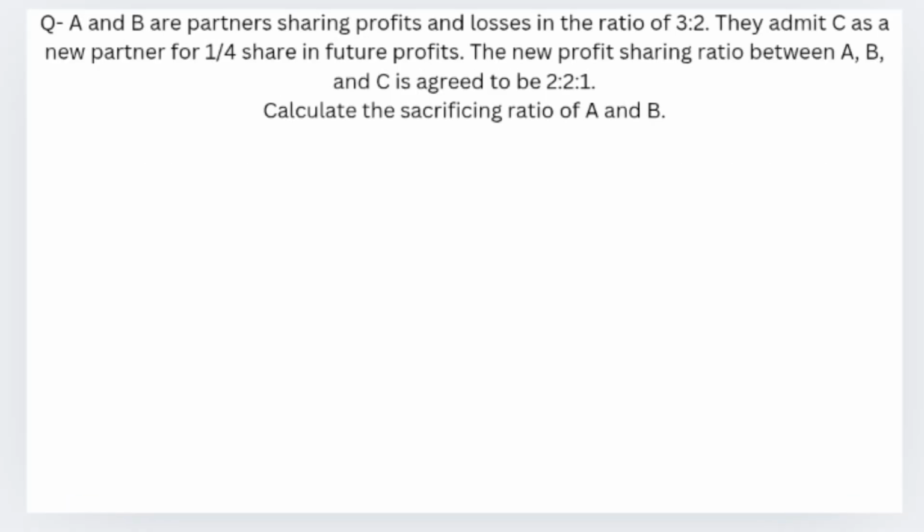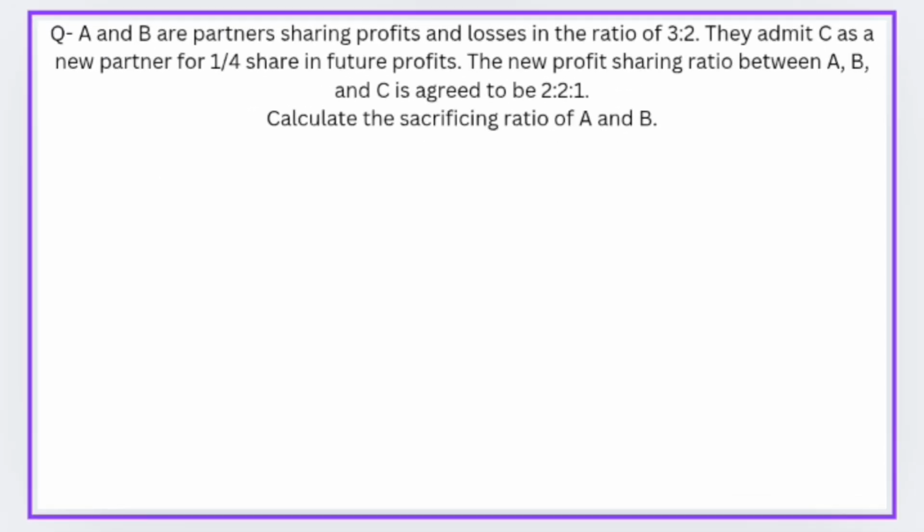Let us do one simple sum. A and B are partners sharing profit and losses in the ratio of 3:2. So this one is an old ratio. They admitted C as a new partner for 1/4 share in future profits. The new profit sharing ratio between A, B and C is agreed to be 2:1. Calculate the sacrificing ratio of A and B.